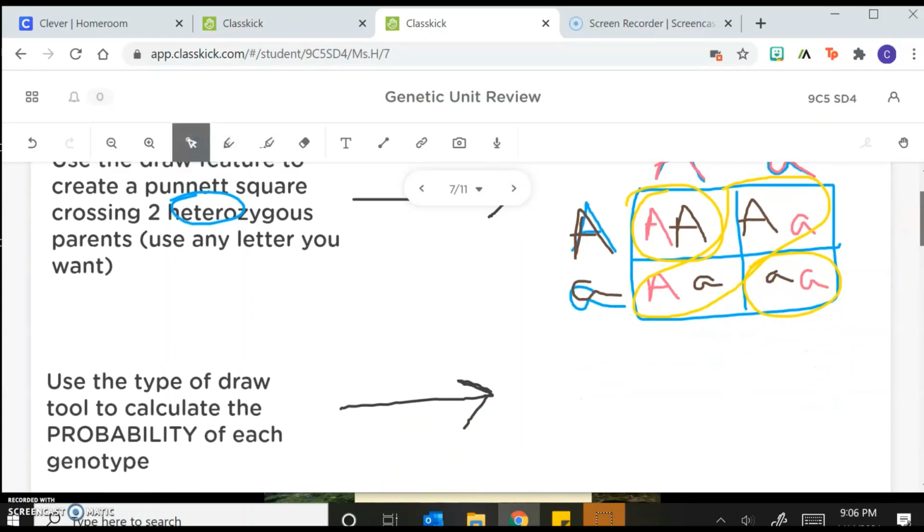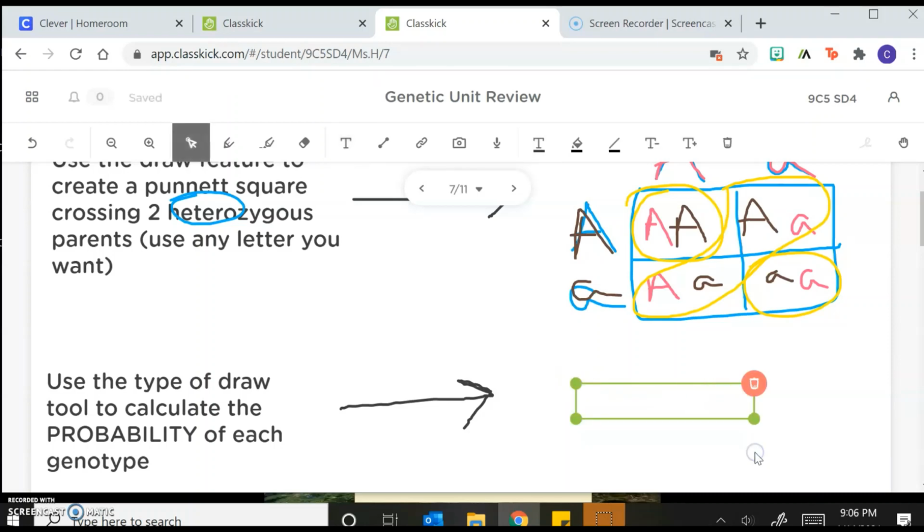It asks us to use the type or draw tool, that says or, oh, Miss Humphreys. Use the type or draw tool to calculate the probability of each genotype. Well, we remember that probability means the likelihood. Each box is worth 25%.